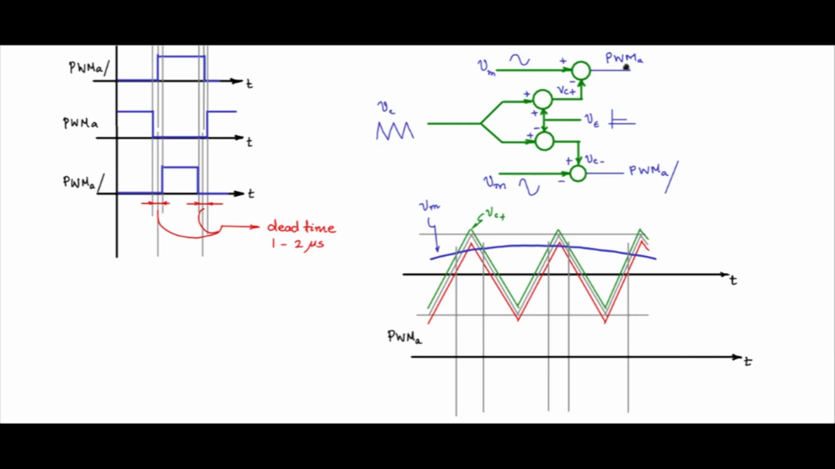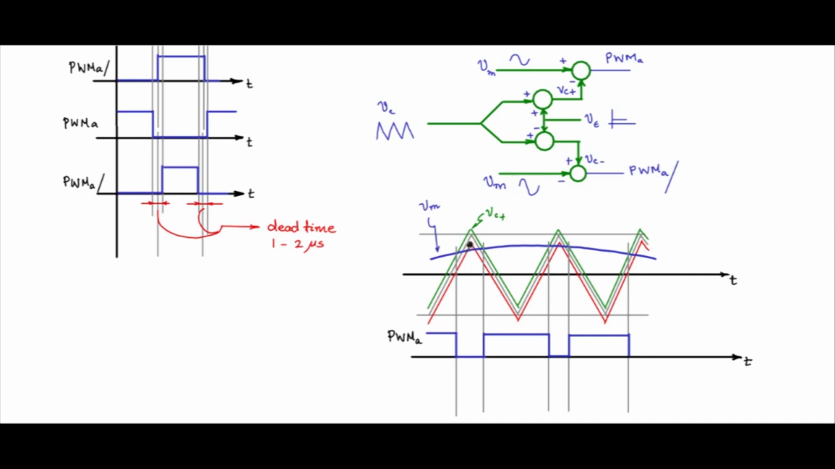PWMA. What is PWMA? Whenever the modulating signal is greater than VC plus, it will be high. So here it is greater than VC plus, high. Here VC plus is higher, you get a low at PWMA. Then high here at this point. So in this fashion, you get the PWMA waveform. What is the PWMA bar waveform? VC minus is given to the plus terminal and the modulating signal to the minus terminal. So whenever VC minus is greater than VM, you get a high.